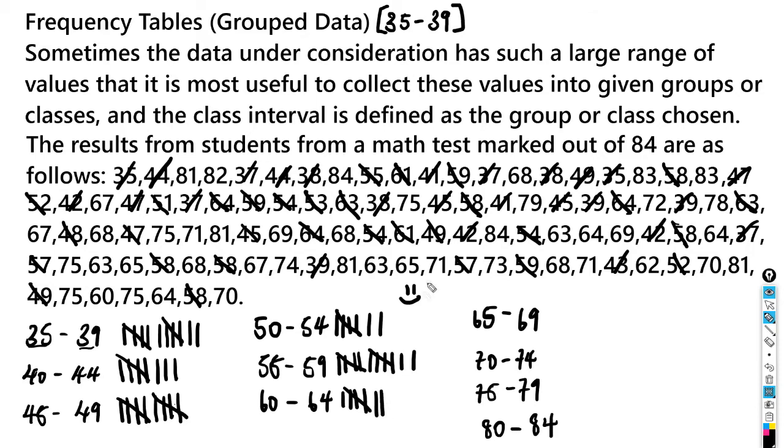61, so that's 7. 63, so that's 8. 64, so that's 9. 64 again, so that's 10. 63 again, so that's 11. Then 63 again, so that's 12. Then 62 again, so that's 13. 60 again, so that's 14. And then we'll have 64, which is 15.